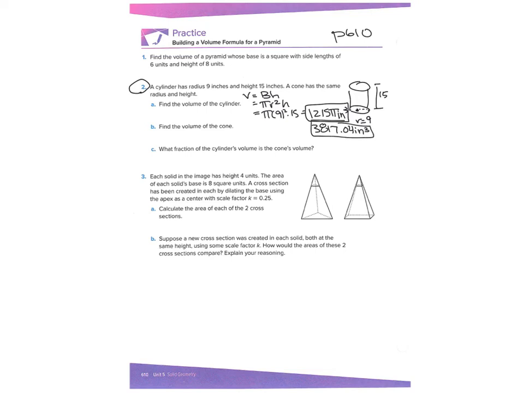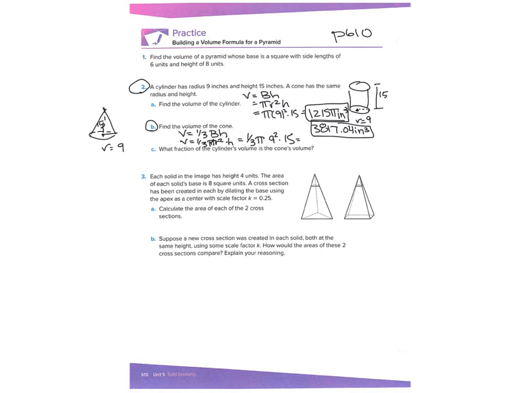So for part B, it says find the volume of the cone. My cone has the same circular base with a radius of 9, and it has the same perpendicular height of 15. So my volume formula for a cone is 1/3 big B times H. So for a cone, it would be 1/3 pi r squared times the height. So we're going to substitute in 1/3 times pi times our r squared times our height of 15.